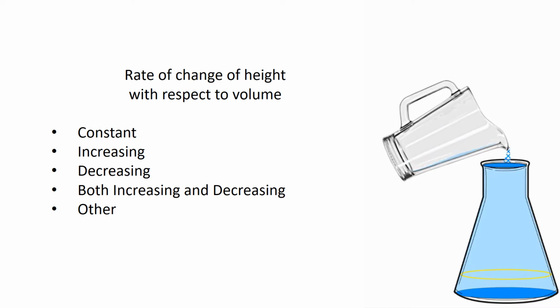The answer is that the height of the water in the flask changes at an increasing rate with respect to the volume of water that is added to the flask. Let's think about why this is. First, we'll zoom in so we can see the flask in a bit more detail.